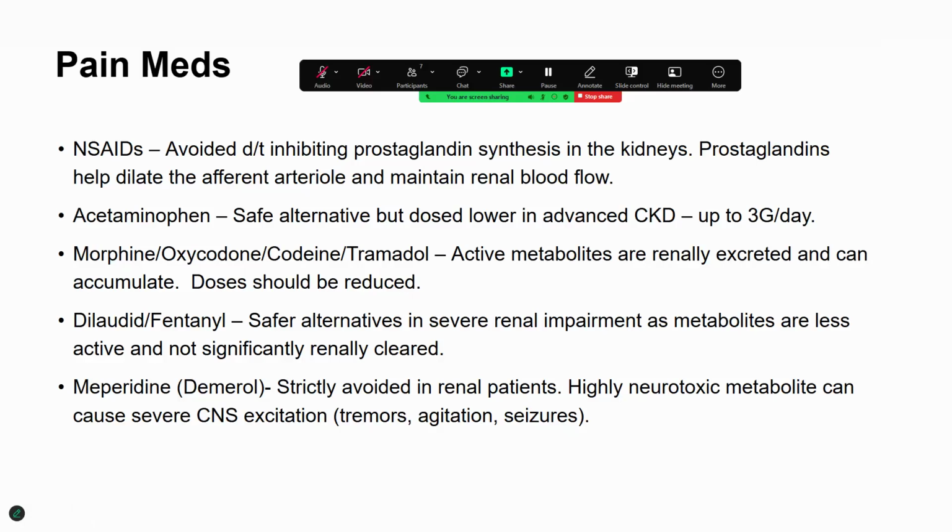Believe it or not, Dilaudid and fentanyl are safer alternatives in severe renal impairment because these metabolites are less active and not significantly cleared by the kidneys. And Demerol is strictly avoided, highly neurotoxic metabolite, can cause severe CNS excitation, causing tremors, agitation, and seizures.